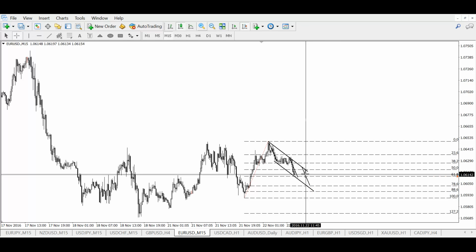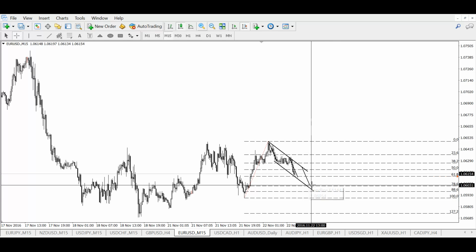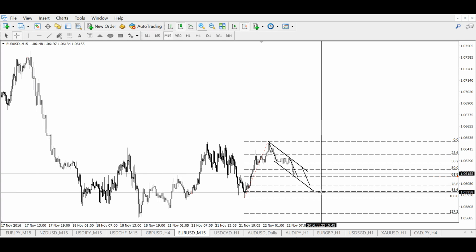If the third probable retracement doesn't show anything lower than 88.6, then you should use 88.6 instead, so there's more buffer. So that's for the euro against the US dollar.